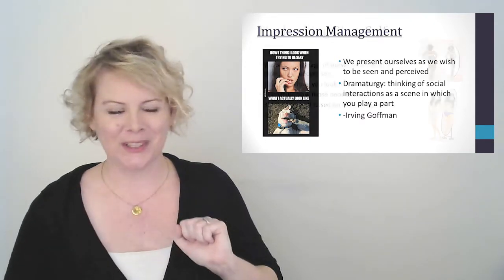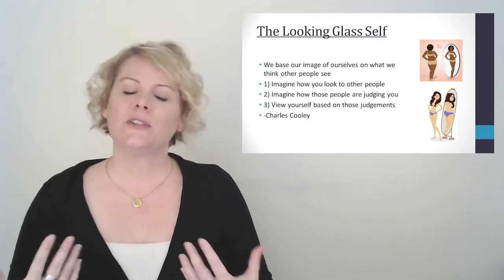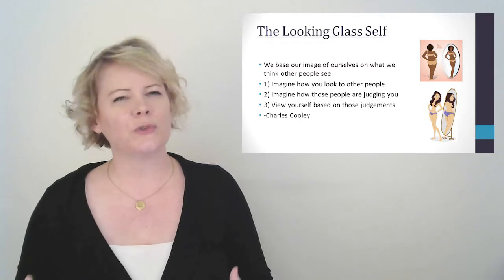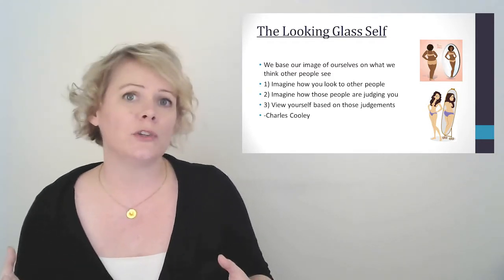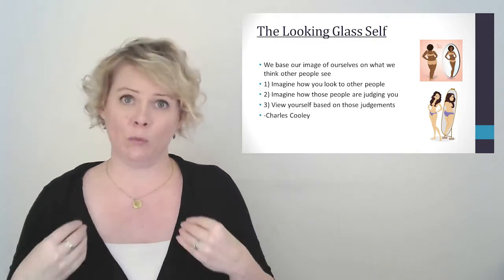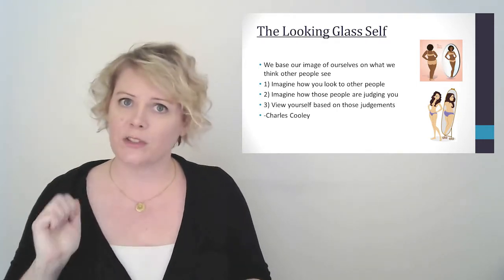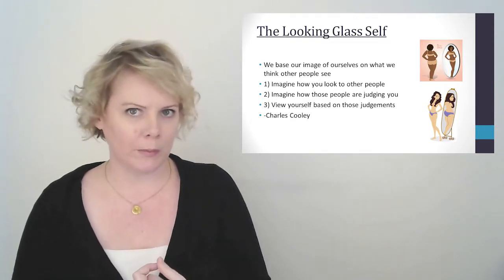Okay, last one, the looking glass self. This one is also closely related to what we've been talking about. This one is also about sort of acting a part, but this one does get more personal because this one is also about believing in what your role in society might be. So there's three parts of the looking glass self. The first is imagining how you look to other people.